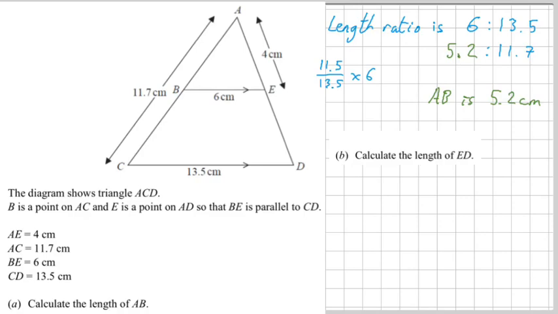So let's just try and find AD, which is the big version of this side, which is 4 for the small triangle. So again, our length ratio is 6 to 13.5, and I know the 4 corresponds to the small triangle, so I put that on the small side. And again, you can use the class whiz to get the missing value, but if we just do 4/6 times 13.5, we get 9. So AD is 9, and therefore ED is 5 centimetres.